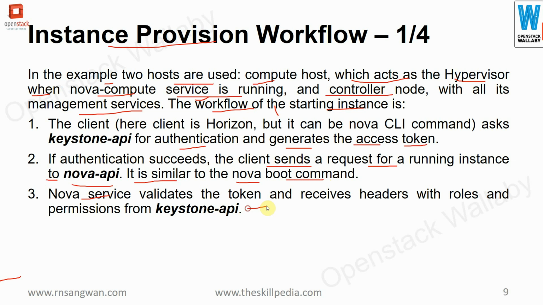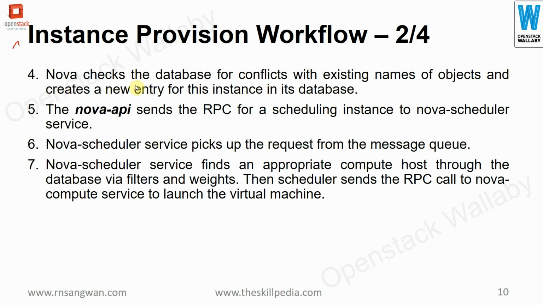Step 3, the Nova service validates the token and receives headers with roles and permissions from the Keystone API, confirming that you are a valid user. Then step number 4, Nova checks the database for conflicts with existing names of objects and creates a new entry for this instance in its database. The Nova API sends the RPC for scheduling the instance to the Nova scheduler service.